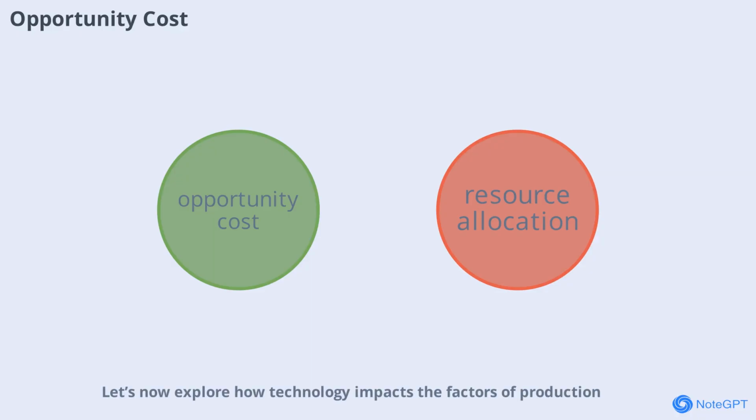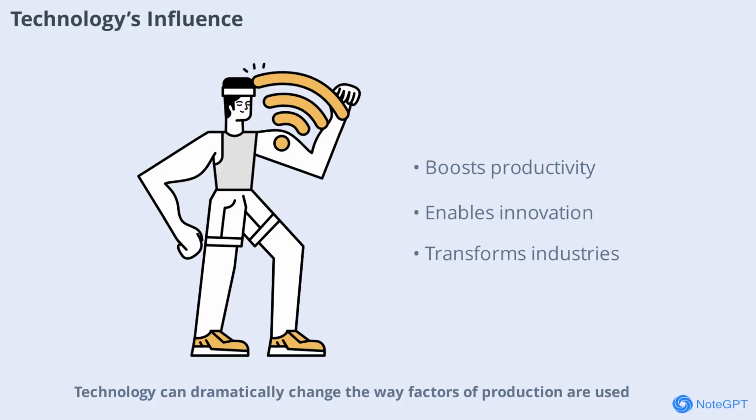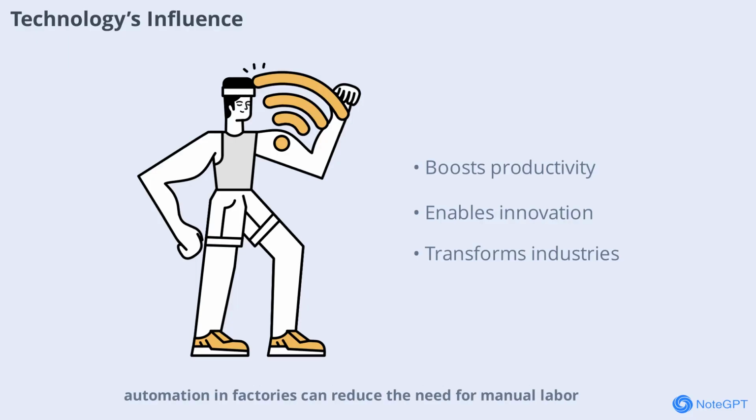Let's now explore how technology impacts the factors of production. Technology can dramatically change the way factors of production are used. New inventions can make labor more productive, allow better use of land, or create entirely new forms of capital. For example, automation in factories can reduce the need for manual labor, while advances in agriculture can increase crop yields. Technology is a key driver of economic growth and efficiency.